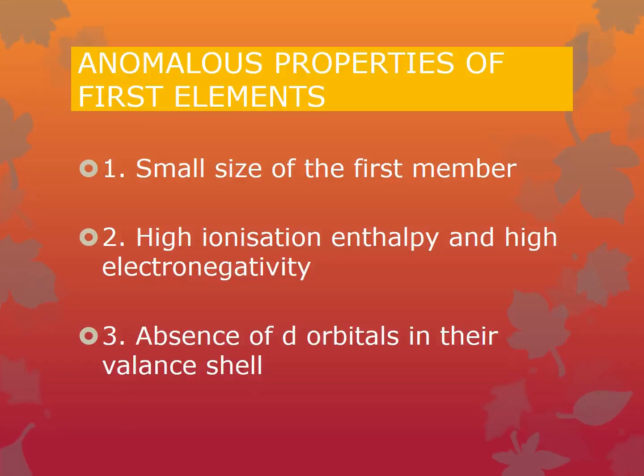In group 15 also, the first element nitrogen differs from the rest of the elements, because like carbon, nitrogen can form multiple bonds. Nitrogen is a diatomic gas unlike other members of the group. Similarly in group 16, the first element oxygen also exists as a diatomic gas, and due to its high electronegativity, it forms hydrogen bonds. The first element of group 17, fluorine, the most electronegative element, also behaves quite differently compared to the rest.